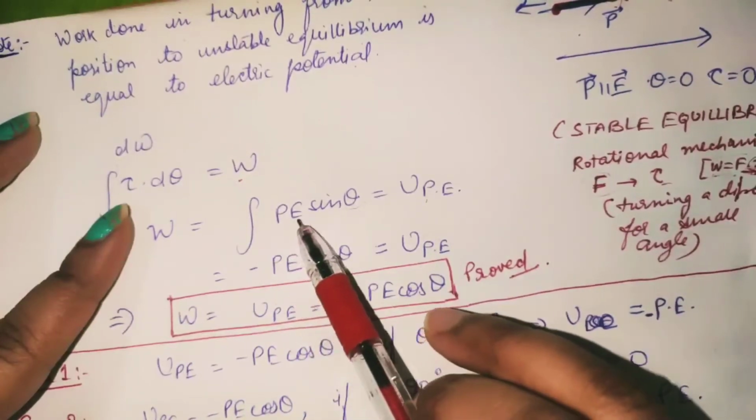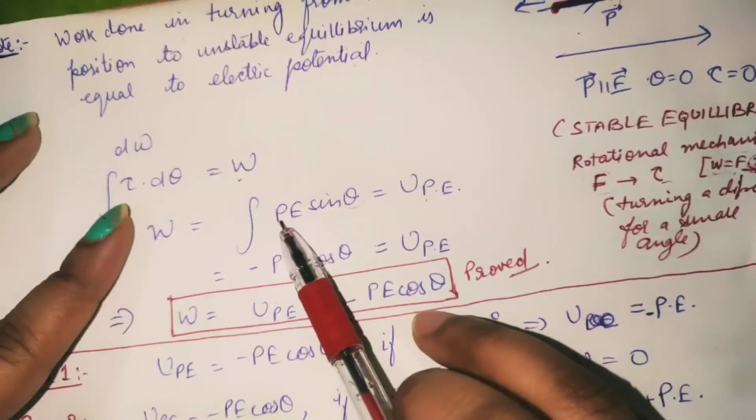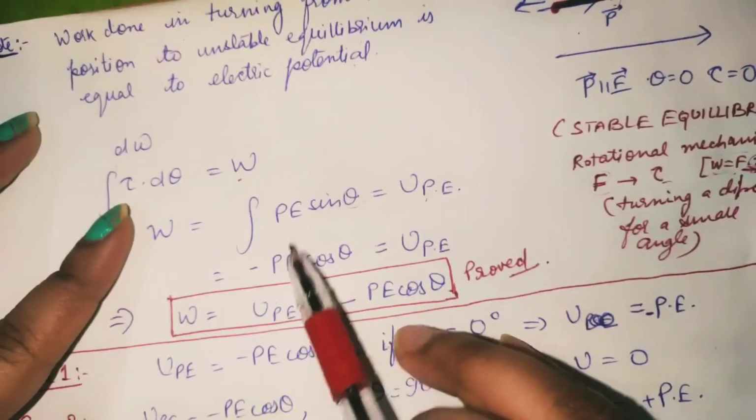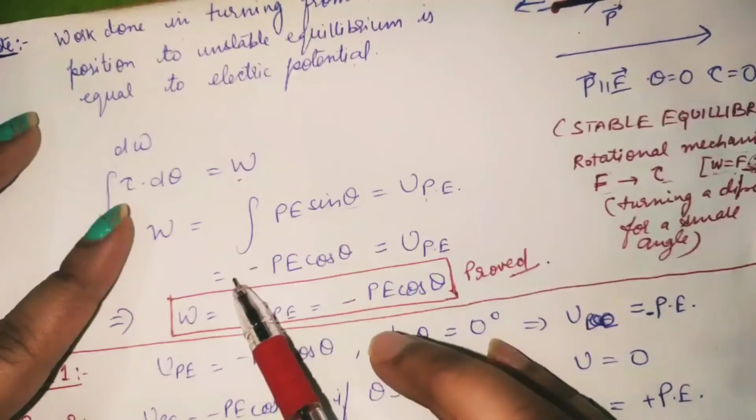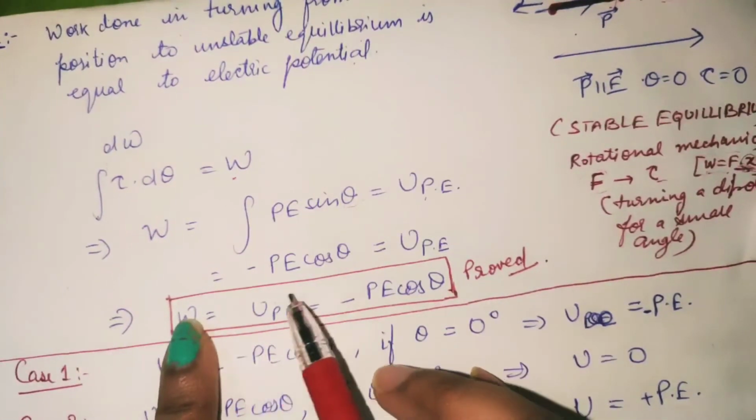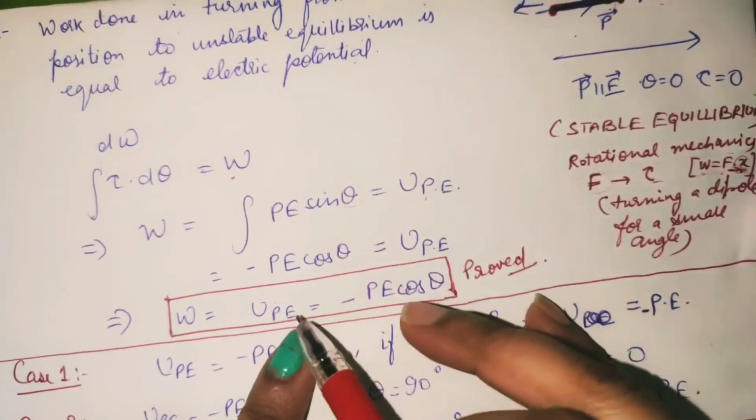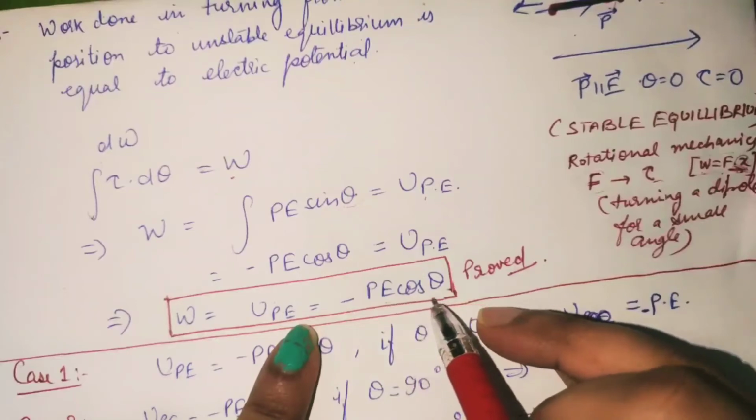How? P is constant, E is constant, E is already a uniform electric field, P is the dipole moment. So this is constant, and integration of sin theta is given by minus cos theta. Hence proved that work done on a dipole is the electric potential stored in it, the potential energy, and it is given by minus P E cos theta.